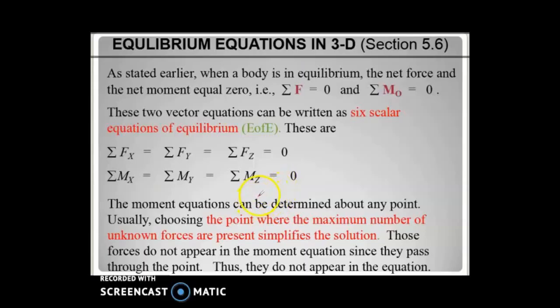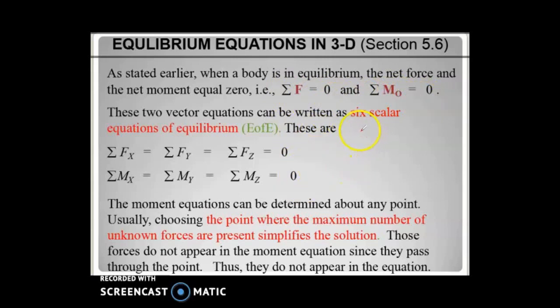Okay, next is the equilibrium equations for 3D cases. As usual, when the system is in equilibrium, the summation of forces will equal 0, and the summation of moments will also equal 0.